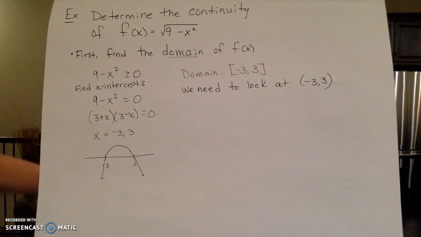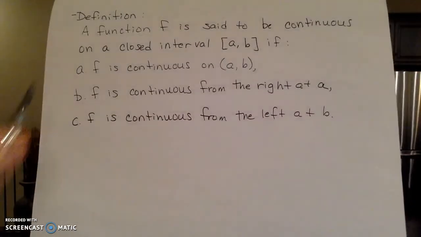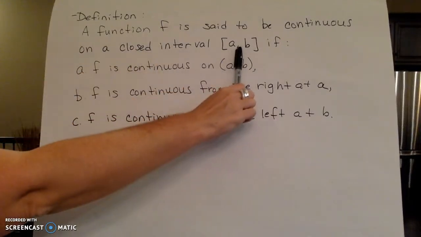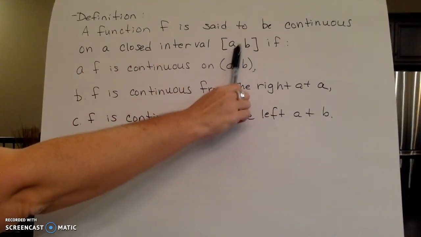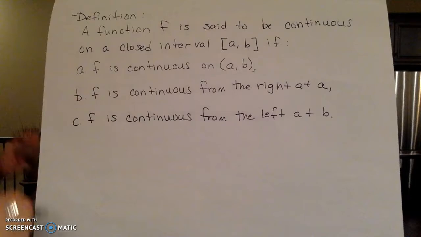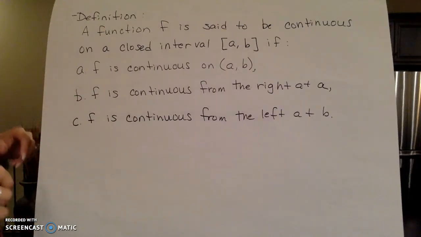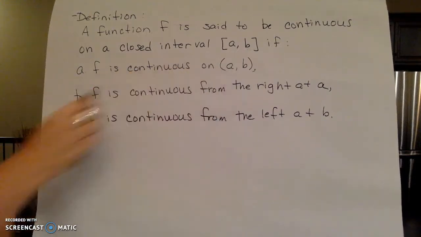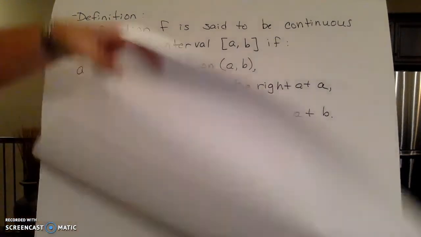Okay? So again, let's go back for a second. A function is continuous on this interval, right? Negative 3 to 3 is the only interval where that function is even defined. So it'll be continuous if it's continuous on a to b, the open interval.